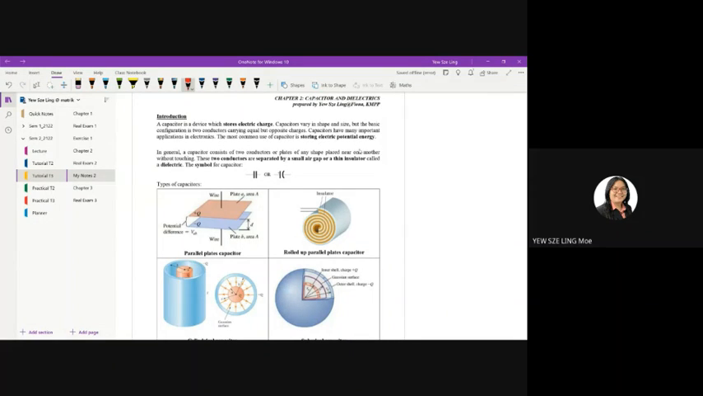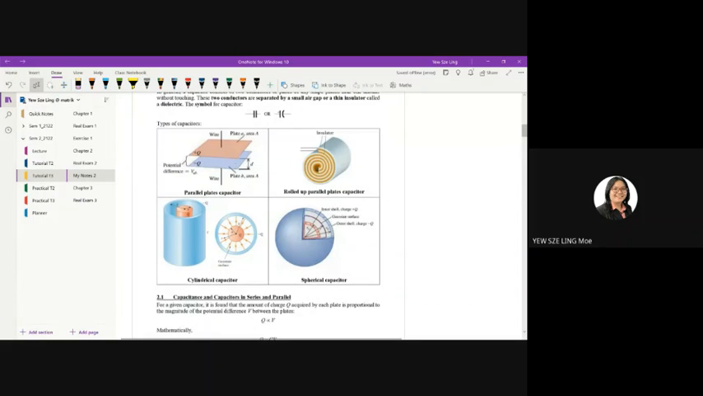And where does it store the energy? It's stored in the electric field in between two plates, or two conductors. So in general, a capacitor consists of two conductor plates of any shape, placed near one another without touching. So the key point: without touching. Usually there's an air gap between them. If there is no air gap, it means that you place a dielectric between them.